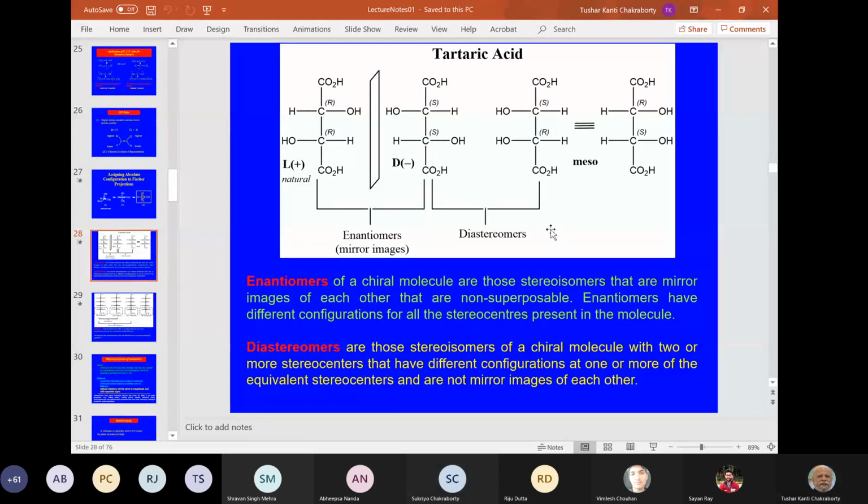Yes. So here you have defined diastereomers as those stereoisomers of a chiral molecule with two or more stereocenters having different configurations. Yes. But I mean, at least one. Yeah. So, for example, this one in the middle, I can show that this is S and this is S, whereas S and R. So this becomes a diastereomer. Of course, in this case, it will be an epimer also because only one chiral center is different.